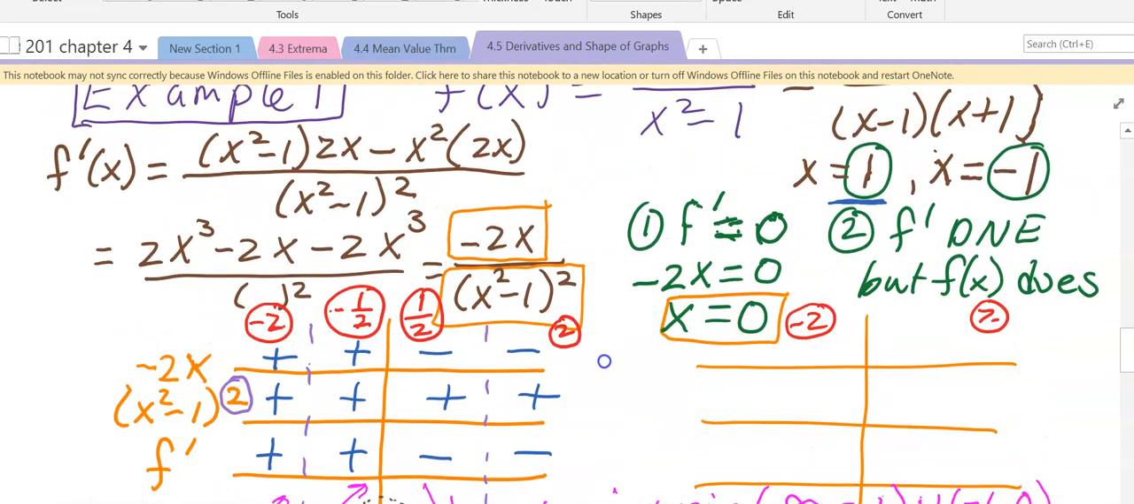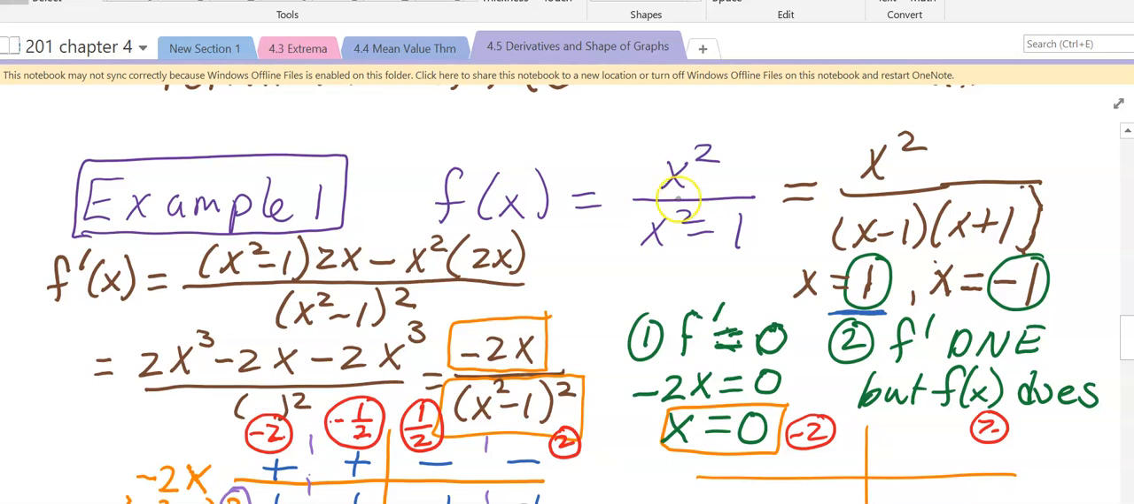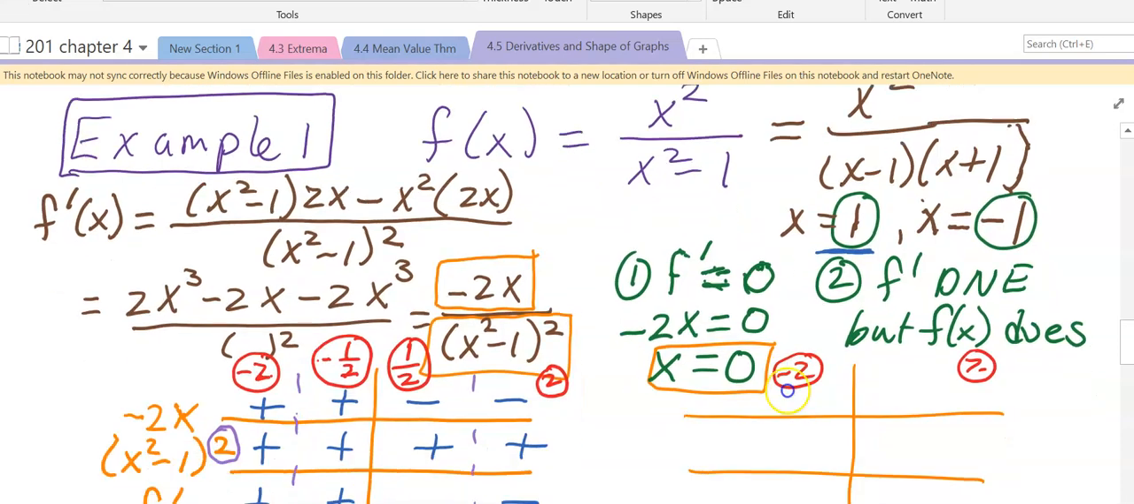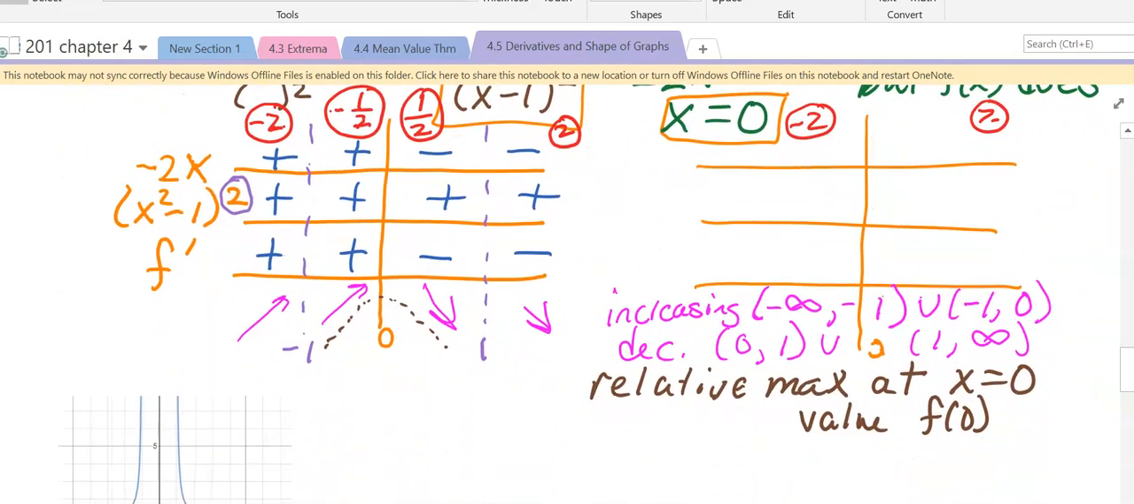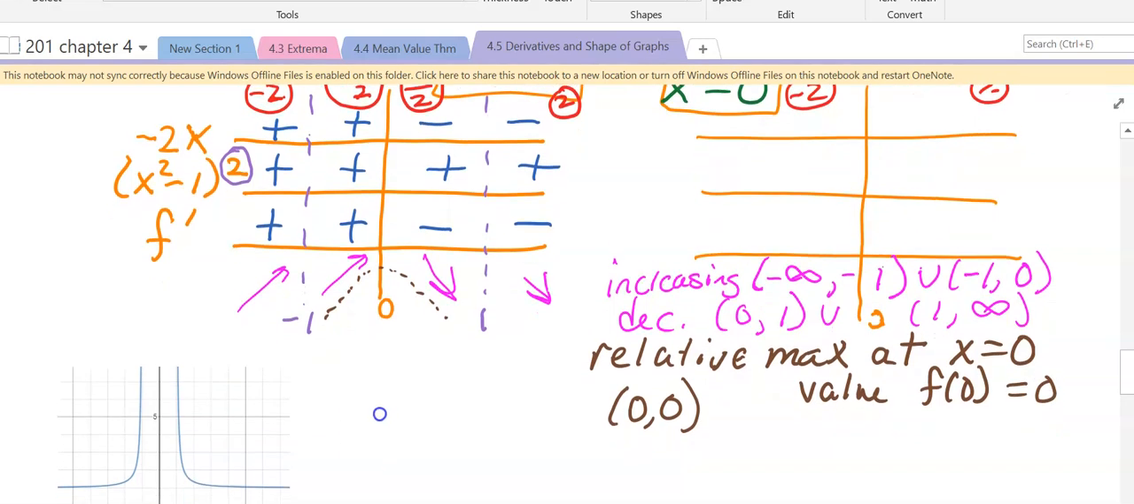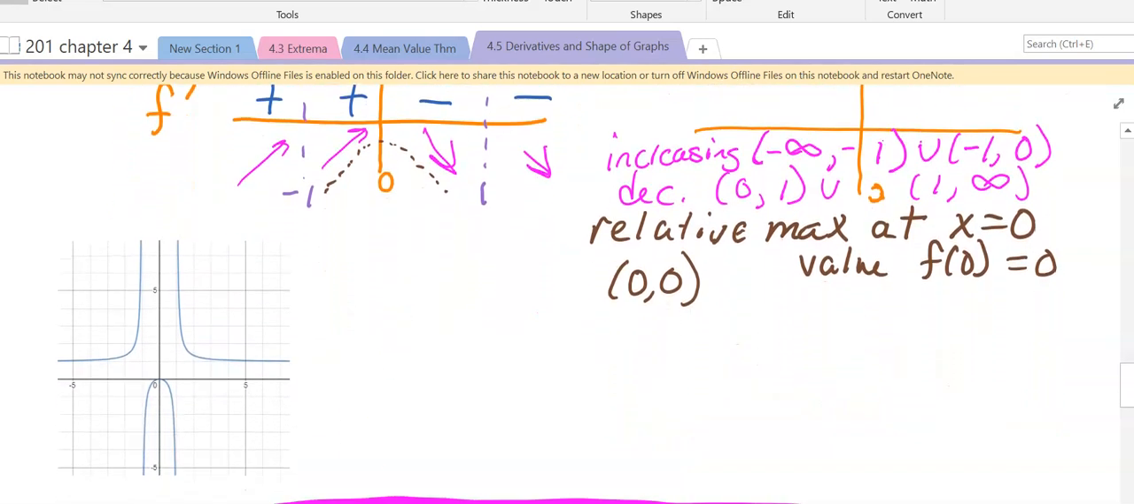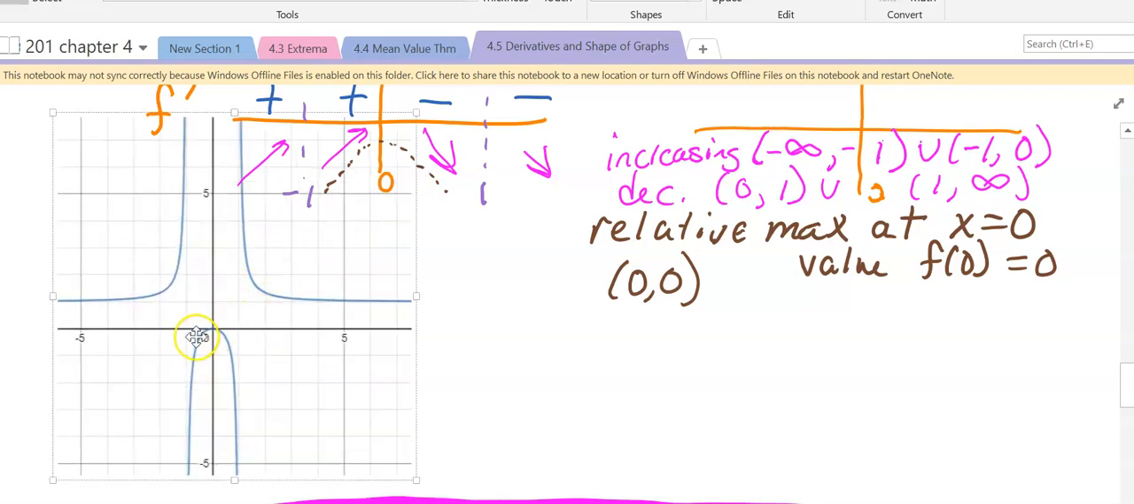If I look at my original function, if I allow x to be 0, I would get 0 divided by -1, which is 0. That means that my relative maximum is occurring at (0, 0), and my relative max is 0. Let's look at the actual graph and see how we did. Did we get relatively close to what it actually looks like? If you look at the graph here, you'll see that it does meet our expectations.